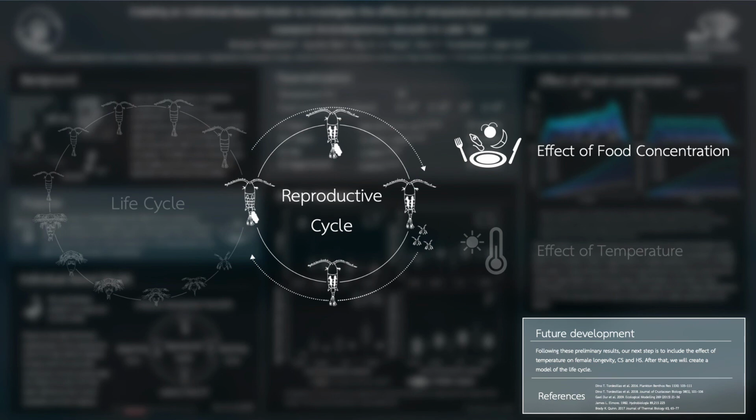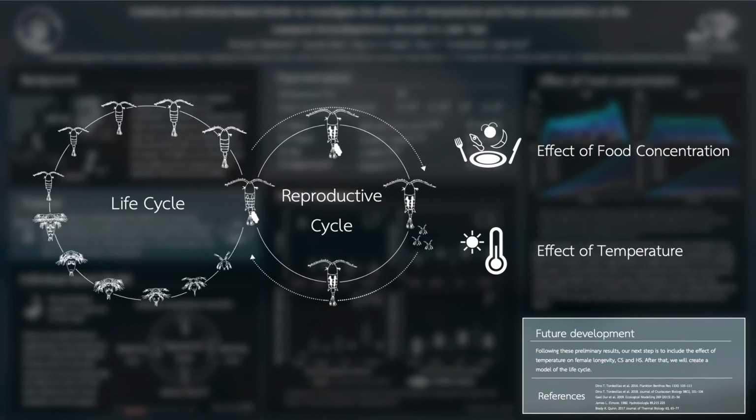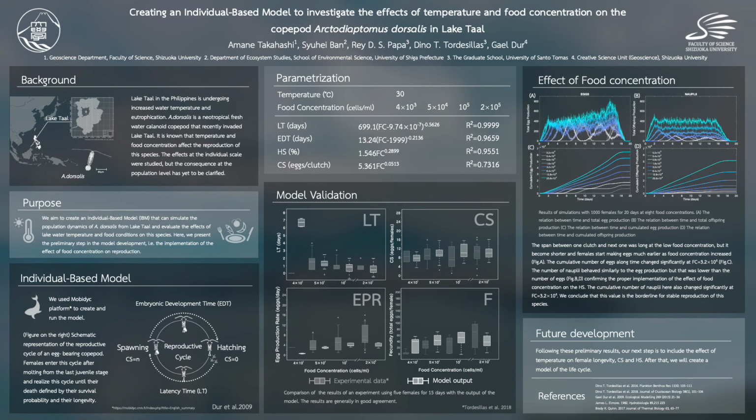In conclusion, we already implemented the effect of food concentration into the model, and the current version of the model can already help us estimating the amount of food required for the species to have a continuous production. Next, we are planning to add the effect of temperature in this reproductive cycle. After that, we will create the rest of the life cycle, which describes the development from nauplii to adults. That's all for my presentation.